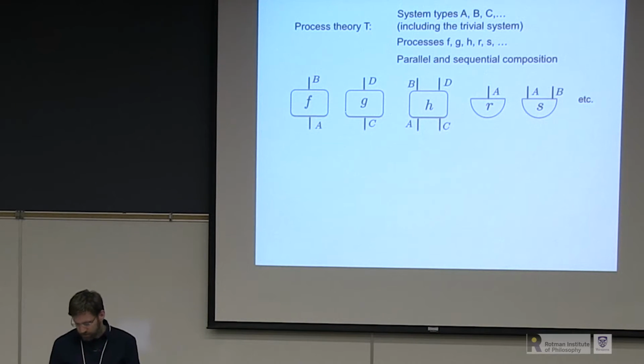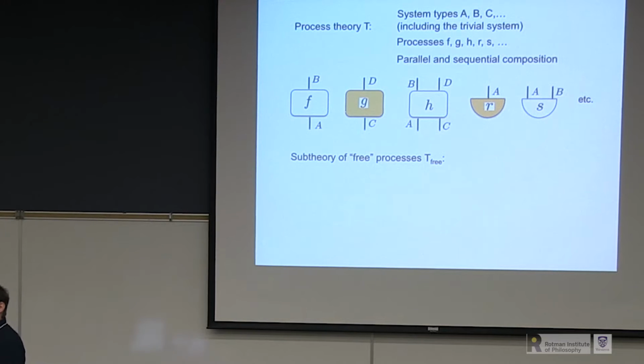And now what you do is you identify a subset of those, which I'll call the subtheory of free processes. You stipulate that some subset of these are free, so you're not going to account for their cost at all. But you still require, for example, that I can compose them in sequence and in parallel, and anything I get from a starting set is also considered free. So if it can be built out of free stuff, it's free.